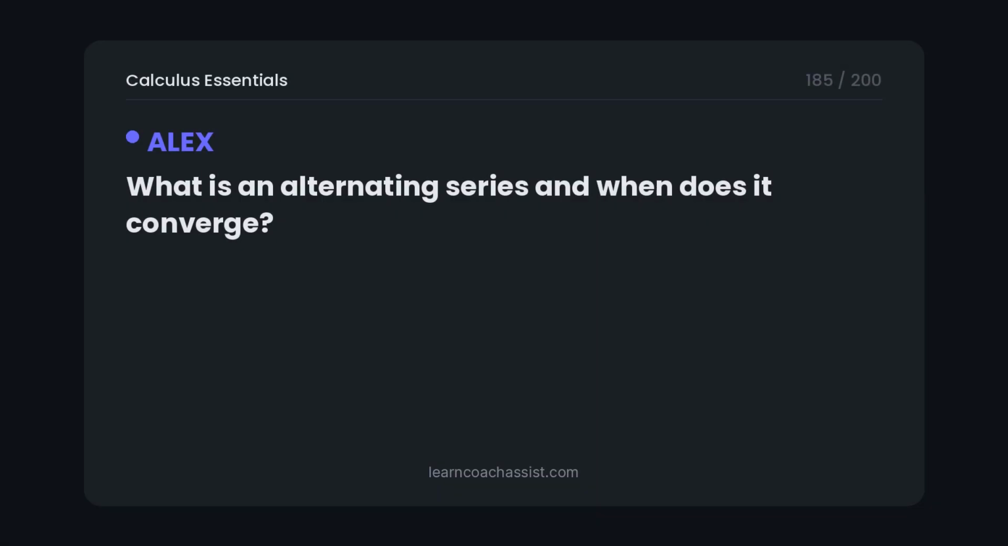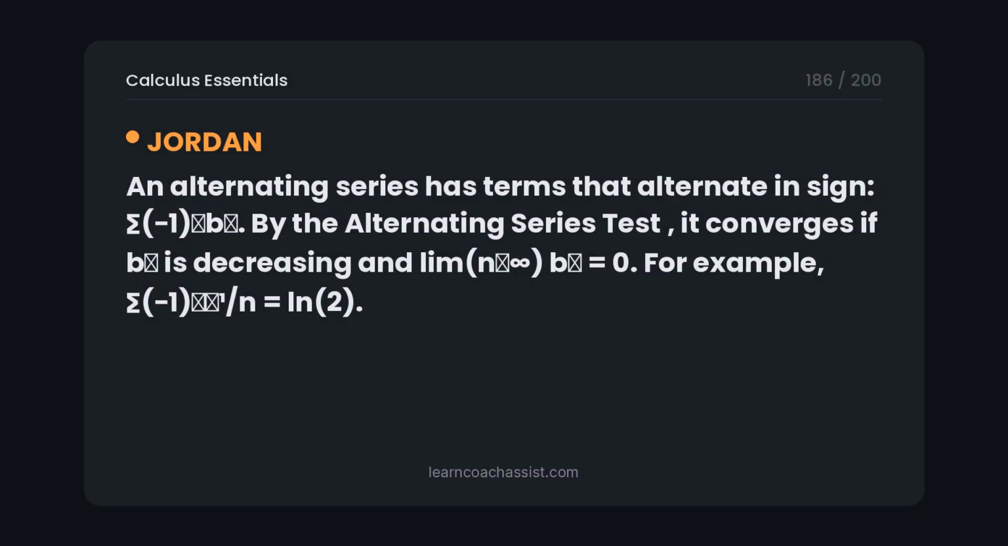What is an alternating series and when does it converge? An alternating series has terms that alternate in sign, sigma (-1) to the n times b_n. By the alternating series test, it converges if b_n is decreasing and the limit as n goes to infinity of b_n equals 0. For example, sigma (-1) to the (n+1) over n equals ln 2.